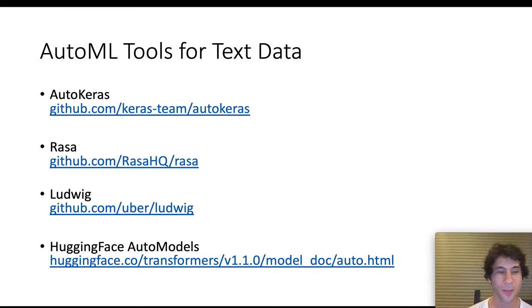Finally, a very popular library today for natural language processing is Hugging Face, which implements many, many variants of state-of-the-art transformer networks that have really come to dominate this area. Hugging Face offers an AutoModels submodule that implements some basic AutoML functionality, although it doesn't really go all the way to fully pre-processing your data for you.